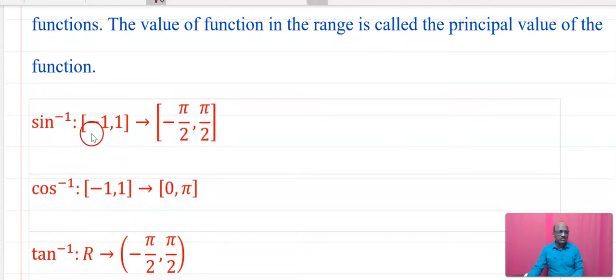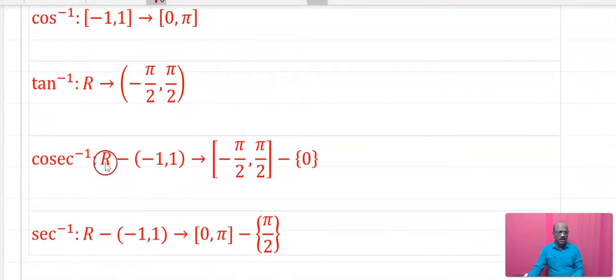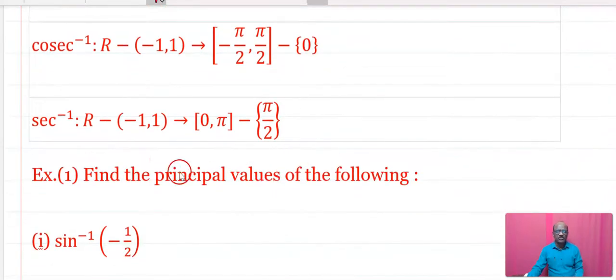Sine inverse is defined from the closed interval minus 1 to plus 1 to the closed interval minus pi by 2 to plus pi by 2. Cos inverse is defined from the closed interval minus 1 to plus 1 to the closed interval 0 to pi. Tan inverse is defined from the set of real numbers to the open interval minus pi by 2 to plus pi by 2. Cosec inverse is defined from R minus the open interval minus 1 to plus 1 to the closed interval minus pi by 2 to plus pi by 2 minus 0. Sec inverse is defined from R minus the open interval minus 1 to plus 1 to 0 to pi minus pi by 2.